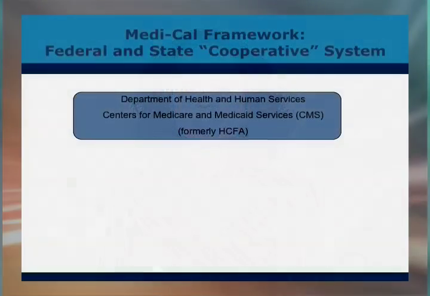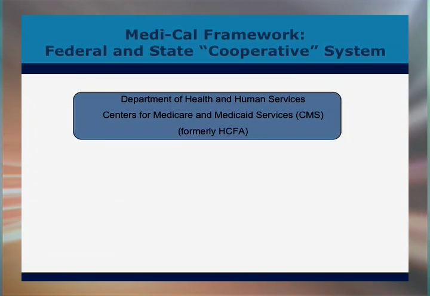Before we move on to the specifics of Medi-Cal, let's spend a few minutes talking about the Medicaid program more broadly. We call it a federal and state cooperative system. What does that mean exactly? It means two basic things. The laws governing the program come from the federal and state governments, and the funding for the program comes from both federal and state sources. Let's look now at the structural framework of the Medicaid administration.